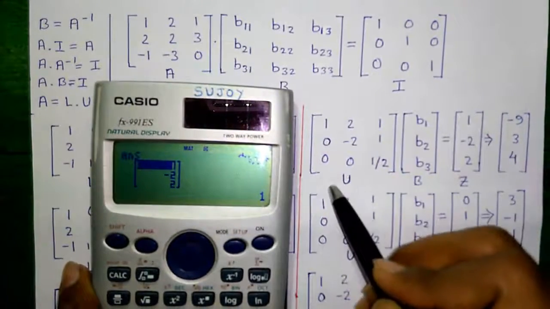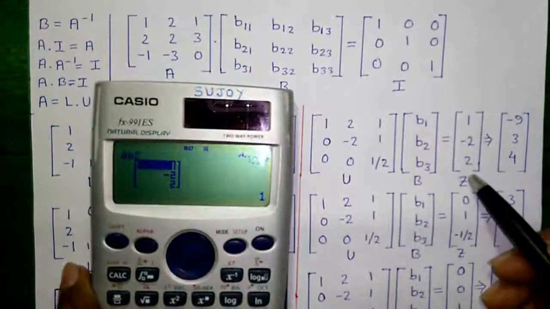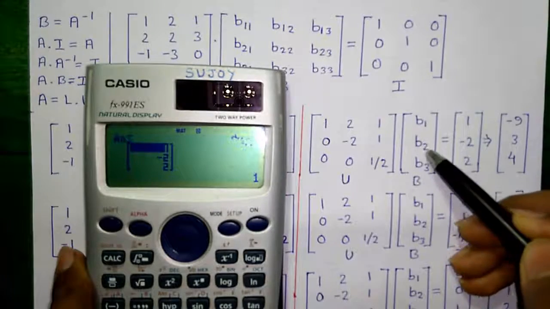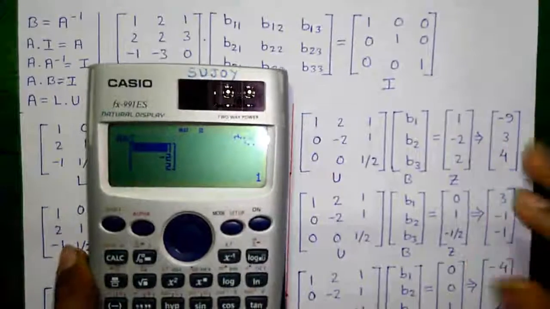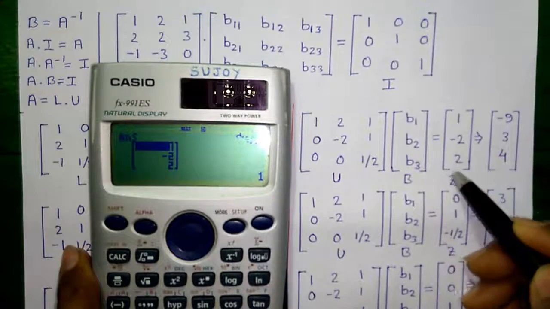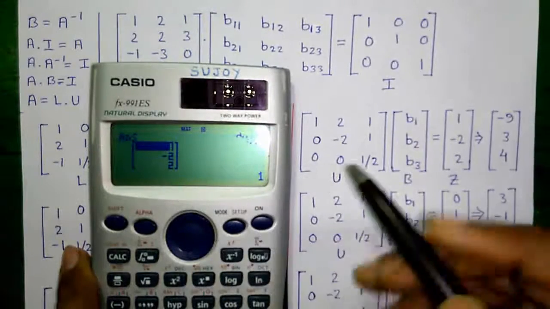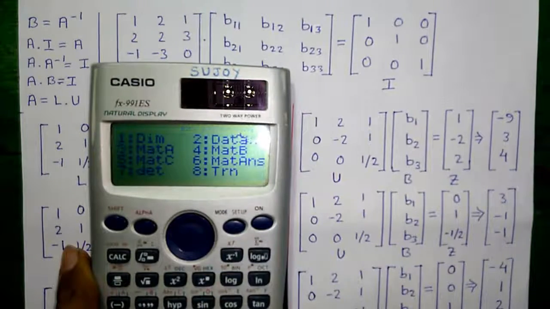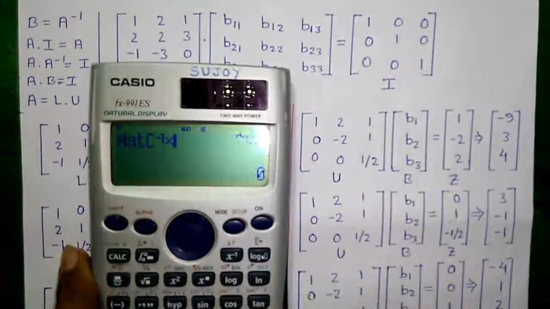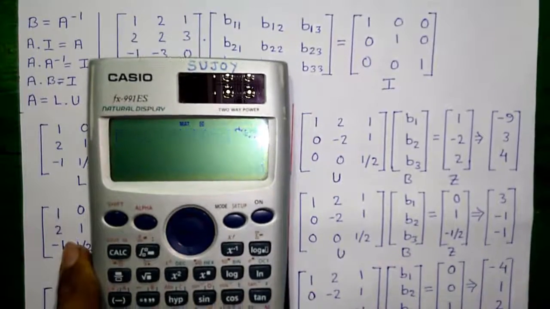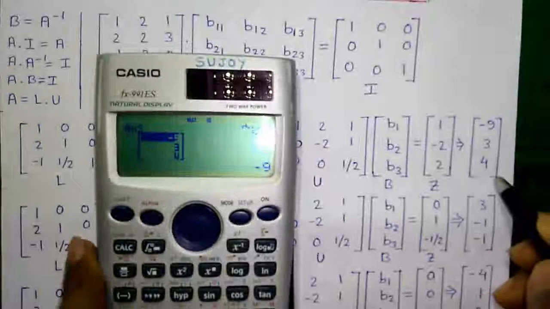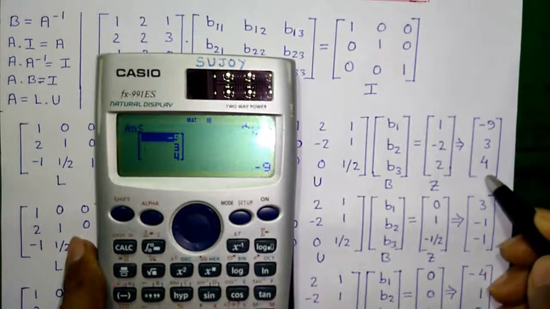Next we will do matrix U into matrix B equals matrix Z. Z is this matrix, where B is the matrix containing B1, B2, B3 elements. Or we can write U inverse into Z equals matrix B. Matrix Z is stored as matrix answer from our previous calculation. So I will do shift 4, 5 for matrix C, which is matrix U, inverse into shift 4, 6 for matrix answer, press equals to. It will give me minus 9, 3 and 4. This is equal to the first column of matrix B, or the first column of A inverse.